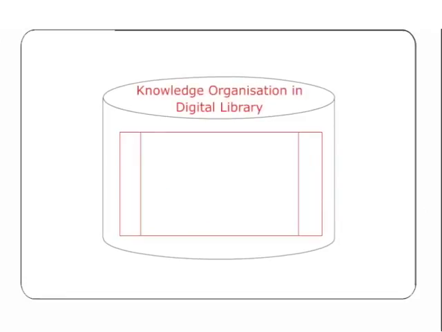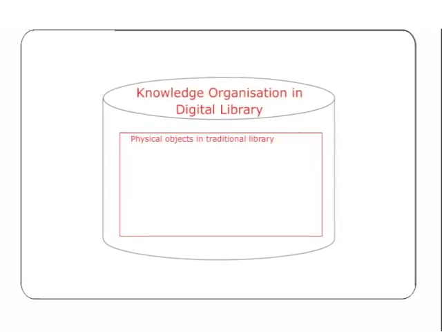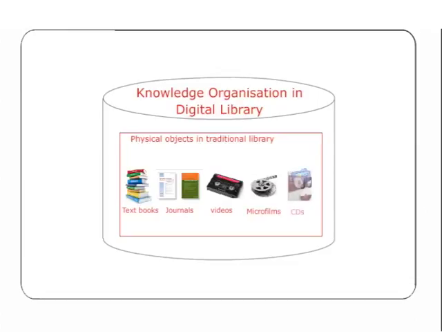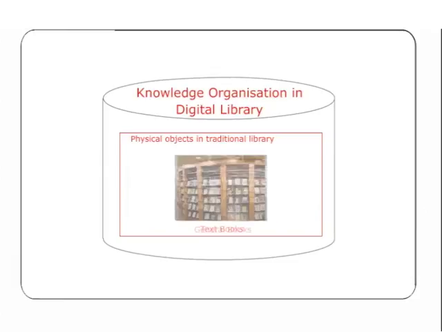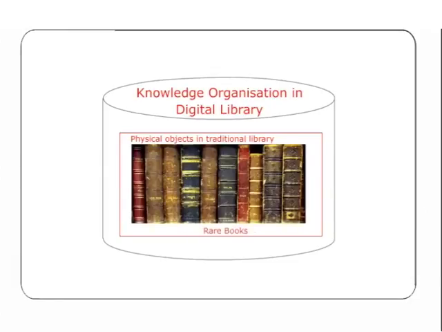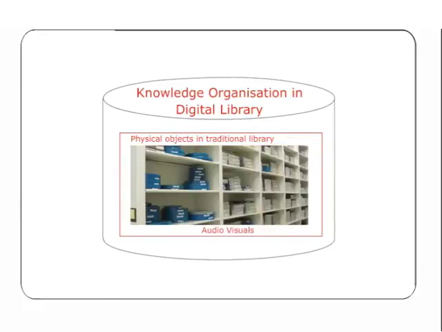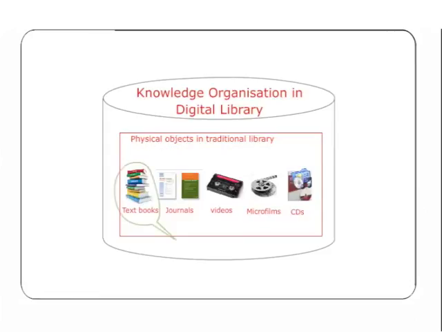Knowledge organization. Physical objects such as books, journals, video, microfilms, and CD in a traditional library are organized into various collections such as textbooks, general books, reference books, rare books, journals, audiovisuals, etc. Each collection is further organized using classification schemes such as Dewey Decimal Classification, Universal Decimal Classification, Library of Congress Classification, etc. so as to bring documents on the same subject together and facilitate browsing documents on the shelves.